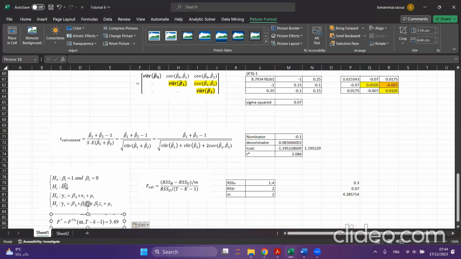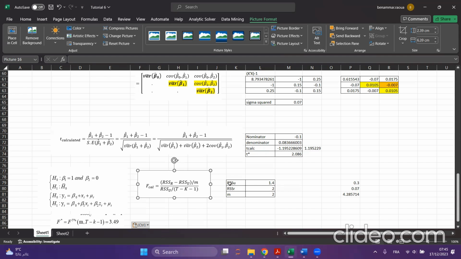So this H0 is actually equivalent to this restricted model. As you can see, it doesn't have the variable Z anymore, as we are supposing that beta 2 is equal to 0 and the coefficient of X is 1. We're testing that against our unrestricted model, our original model. To calculate the F value, we use this formula.